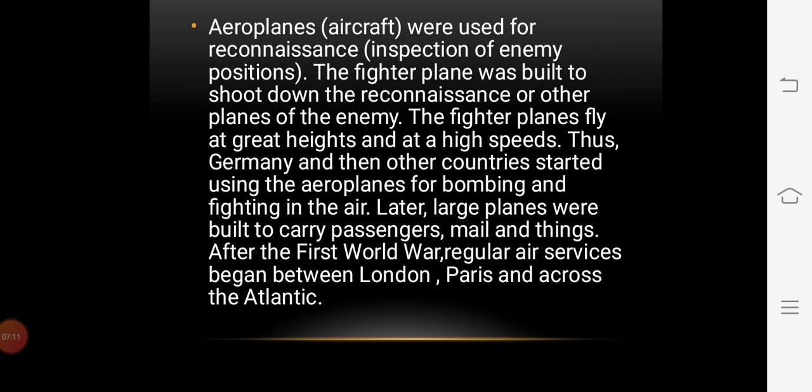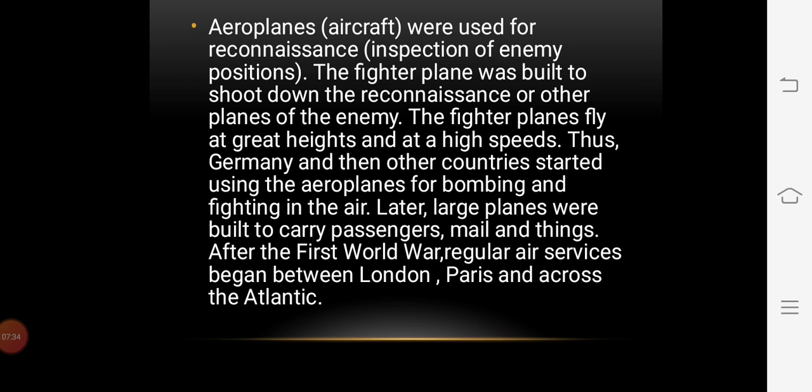Basically, aircraft were used for reconnaissance. What does it mean? Reconnaissance. Inspection of enemy position. As I told you, first of all, aircraft or aeroplanes were used for the purpose of wars.